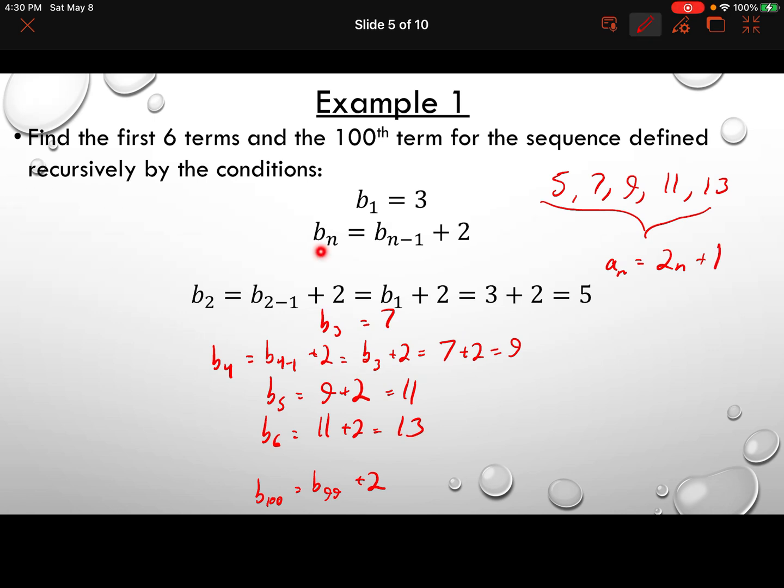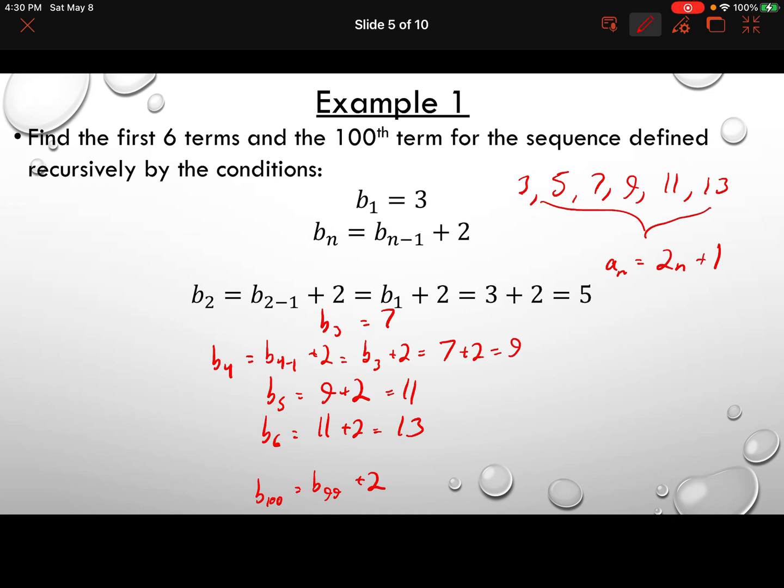Okay, so one advantage of defining a sequence recursively is that it's easier to figure out the formula, right? The first term is 3, forgot to write 3 here. First term is 3, and then we're just adding 2 every single time, so you would literally put previous term plus 2, and there you'd have it.